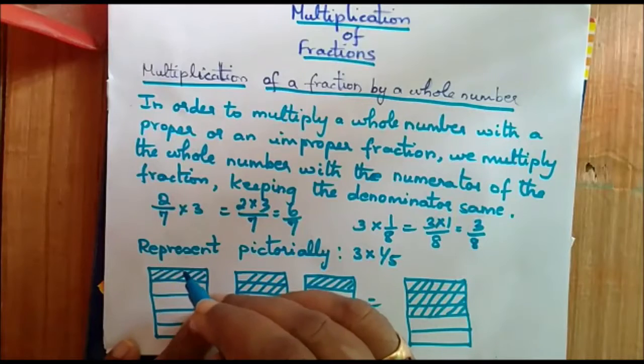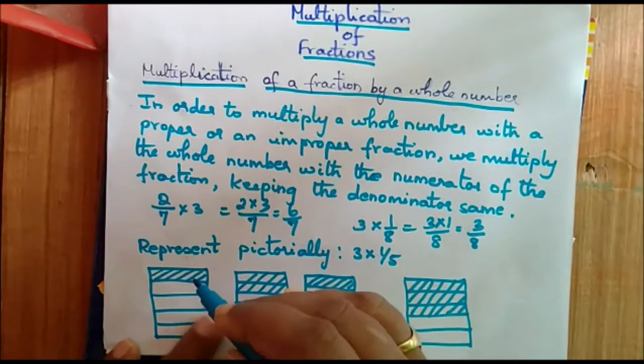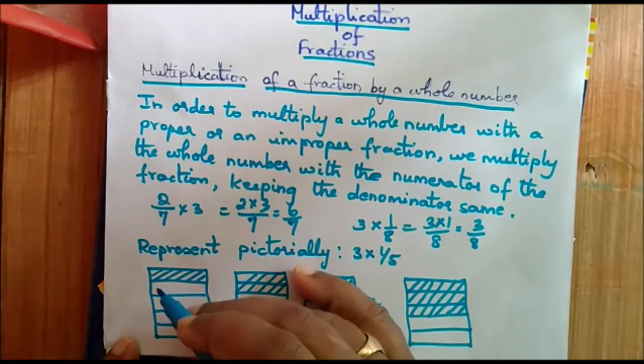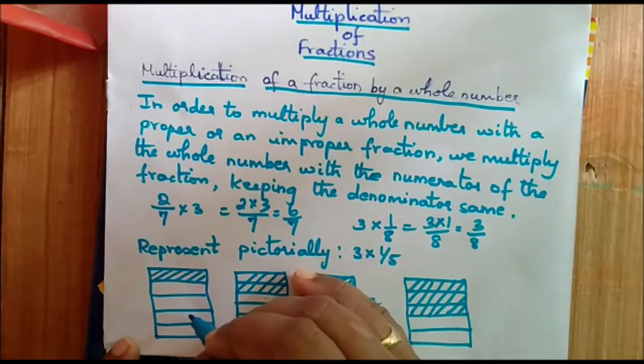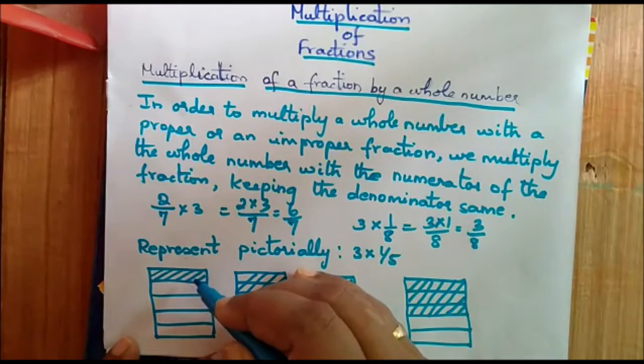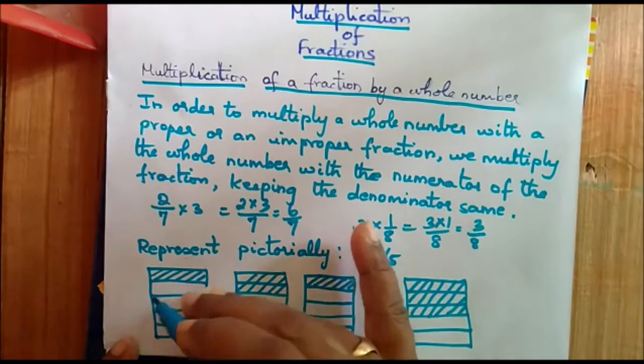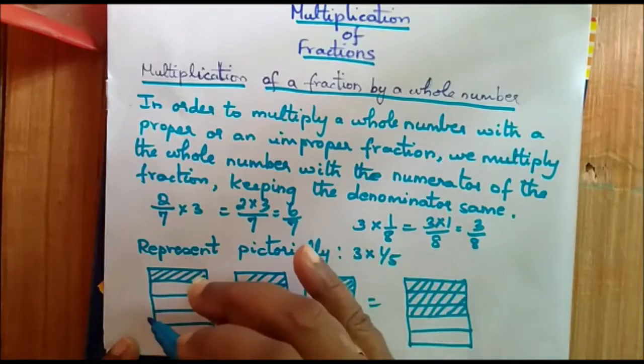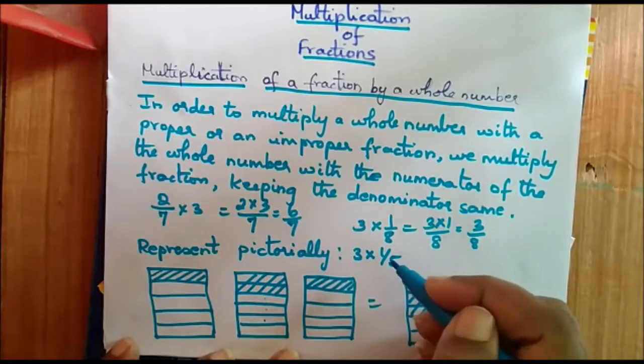Now, let us see this pictorial representation. In this, there are 3 boxes which are divided into 5 parts. 5 divisions are there in this box, in which one is shaded. How will you write this? We will write this as 1 by 5. There are 3 boxes like that. So it is 1 by 5 into 3.